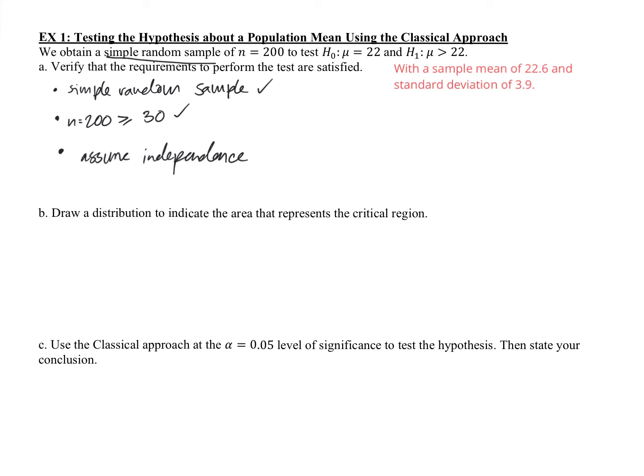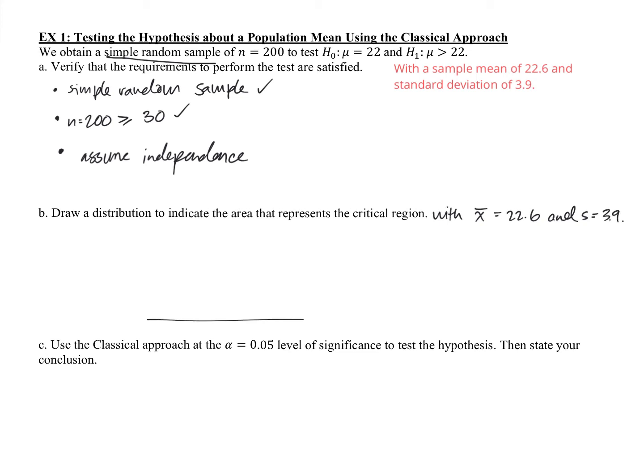All right, so B, let's see. Draw a distribution to indicate the area that represents the critical region. Okay, one thing I forgot to put in, so hopefully I have fixed your notes by the time you get to them. So draw a distribution to indicate the area represents the critical region, and this is with, let me change the size of my pen real quick, our sample mean of 22.6 and sample standard deviation of, let's see, 3.9.